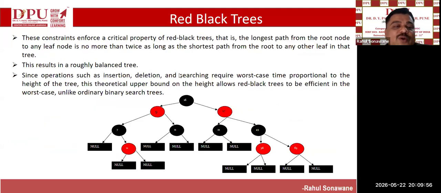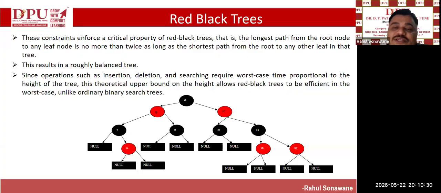So after following these properties, now you can see that, suppose this is the given example. These constraints enforce a critical property of a red black tree: the longest path from the root node to any leaf node is no more than twice as long as the shortest path from the root to any other leaf in that tree. And in order to do that, we have to again perform the appropriate rotation and recoloring of the nodes.